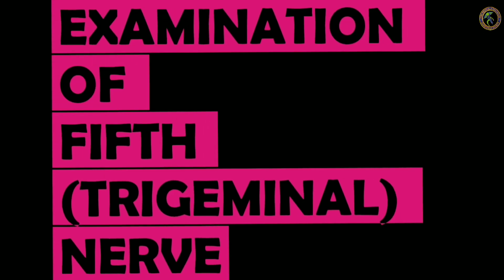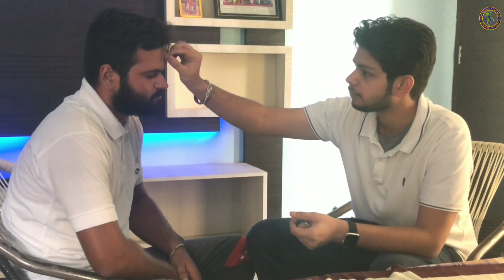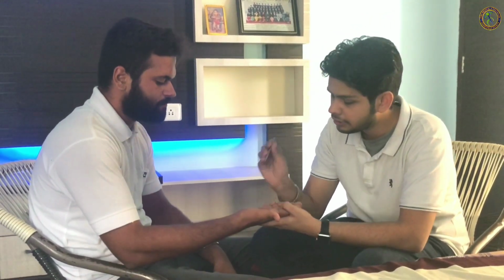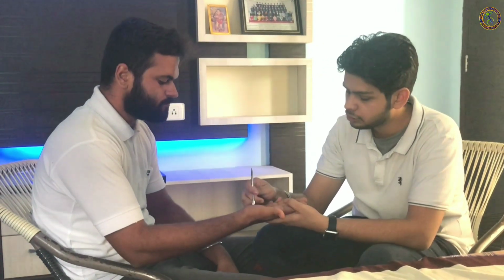Examination of fifth cranial nerve. Test for sensory functions. Test for sensations like touch, pain, pressure, and temperature. Touch the face using cotton swab and ask if the subject feels those sensations. Now, touch the face of the subject with a sharp object and then with a blunt object and ask what he feels.